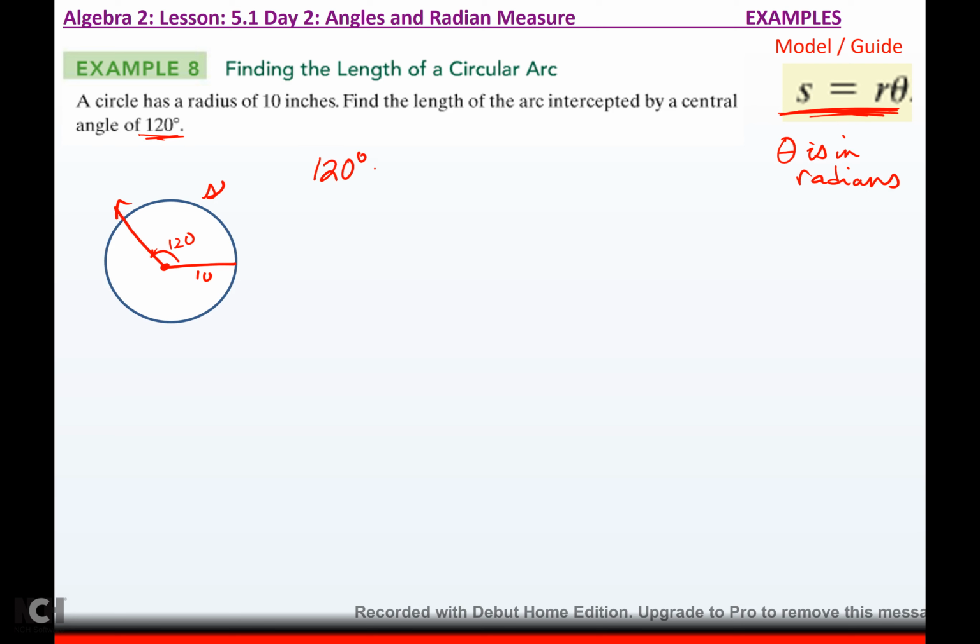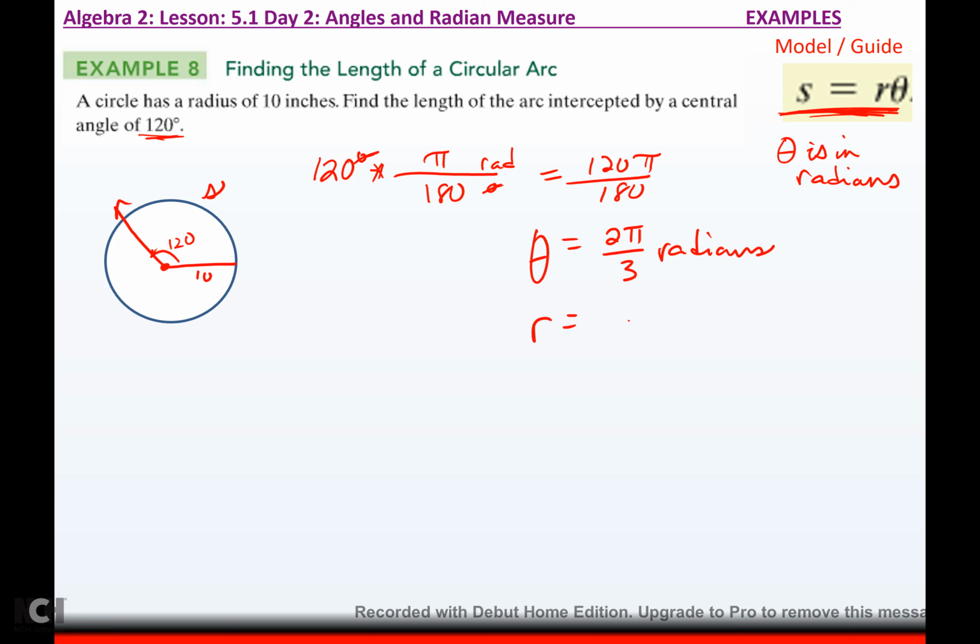You've got to convert it to radians. So I say 120 degrees. I want to get rid of degrees and go to radians. There are pi radians in 180 degrees. Degrees cancel, and I end up with 120 pi over 180. If you take 120 divided by 180 and math enter that, you get 2/3, which gives me 2 pi over 3. Okay, so there's my theta in radians.